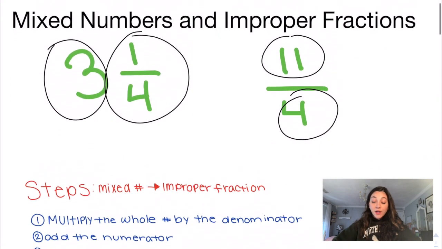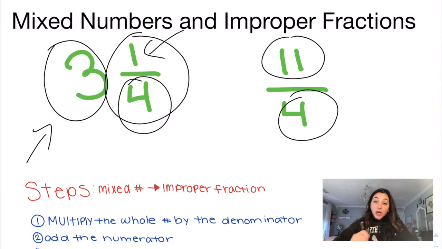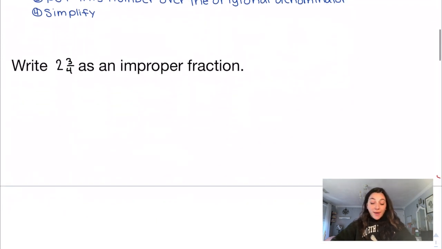So first thing we're going to go over is how to change a mixed number into an improper fraction. So here are the steps. The first thing we're going to do is multiply the whole number by the denominator, and then we are going to add the numerator, and then we are going to put that number that we get over the original denominator and simplify. So let me show you how to do that.